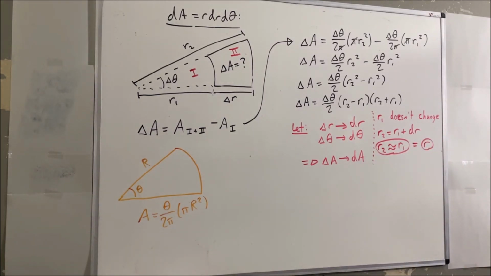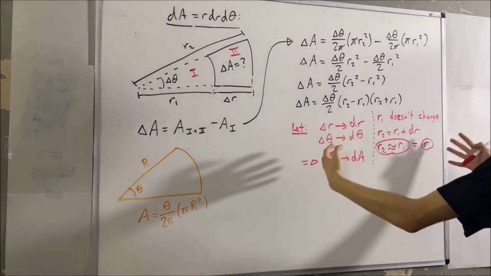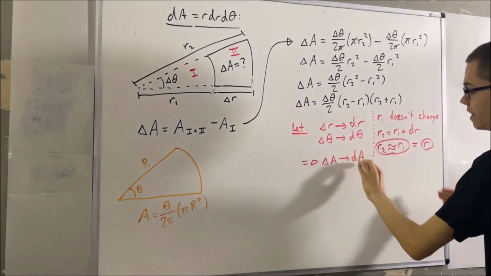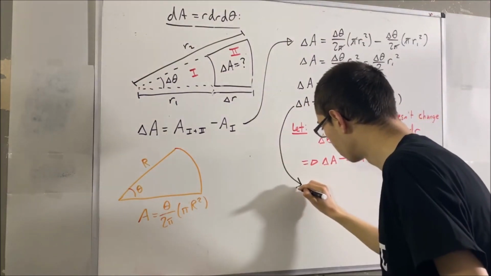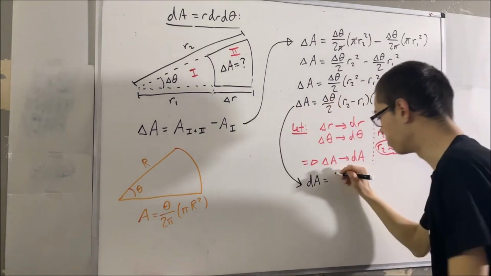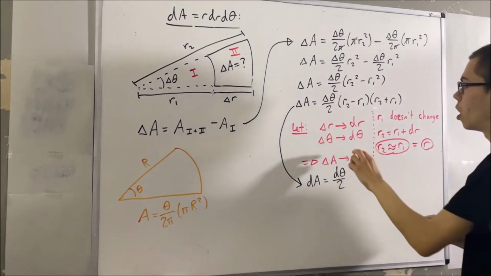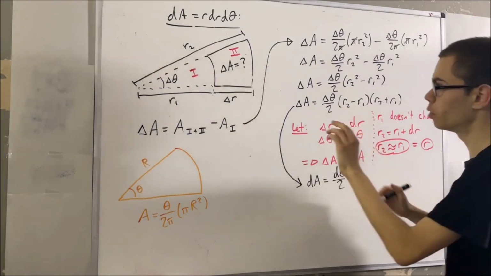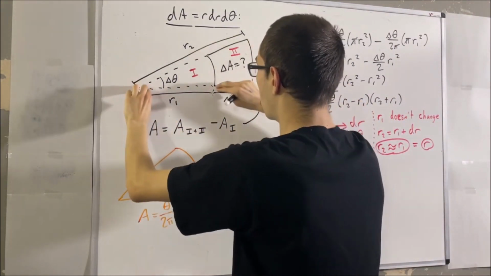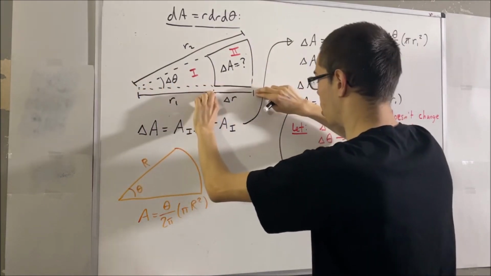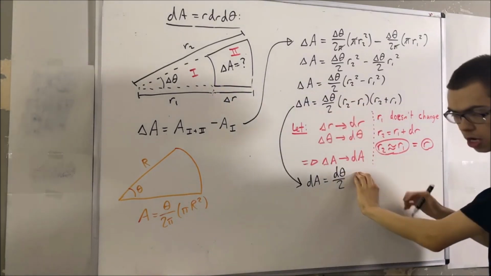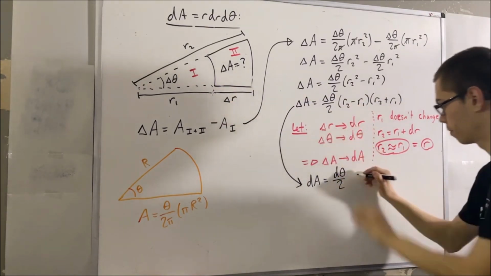So now we're going to use this new information to re-express this, delta A, as dA. So, delta A becomes dA, delta theta becomes d theta. Now, r2 minus r1, if you were to look at this on our drawing, r2 minus r1 is delta r, which in this case becomes dr, because that's what we're saying right here.